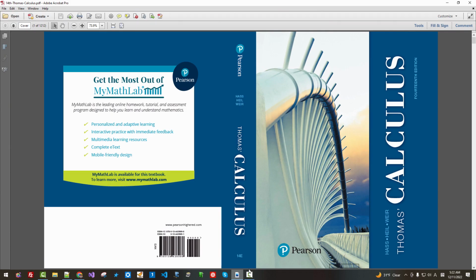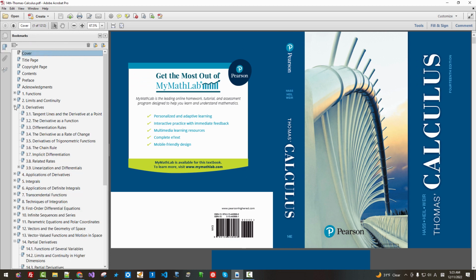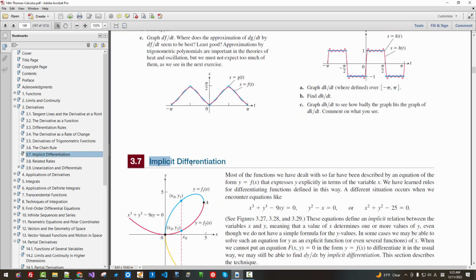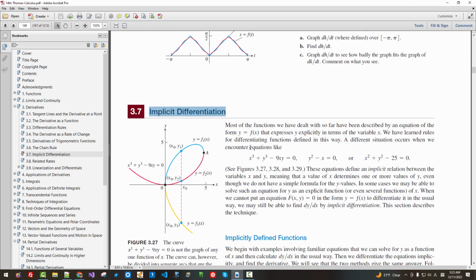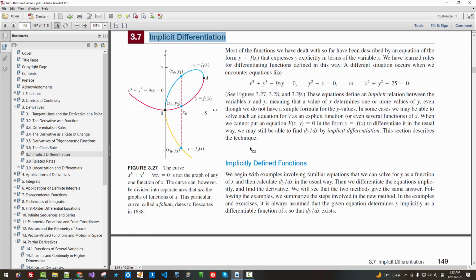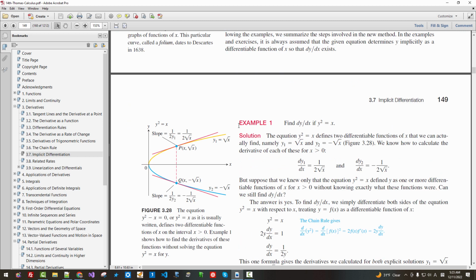Today, with Thomas's Calculus, 14th edition. In this book, Chapter 3, Derivatives, Chapter 3.7, Implicit Differentiation. You can read the theory in this book. We will solve dy over dx when y squared equals x.